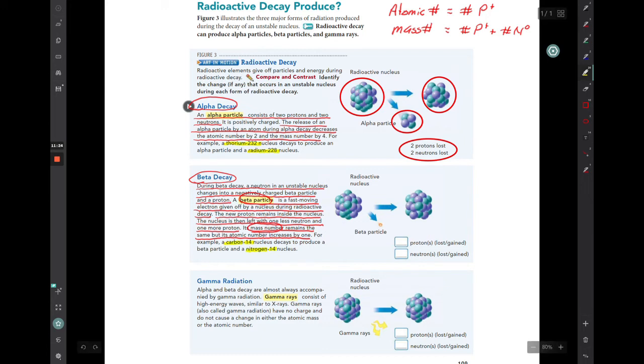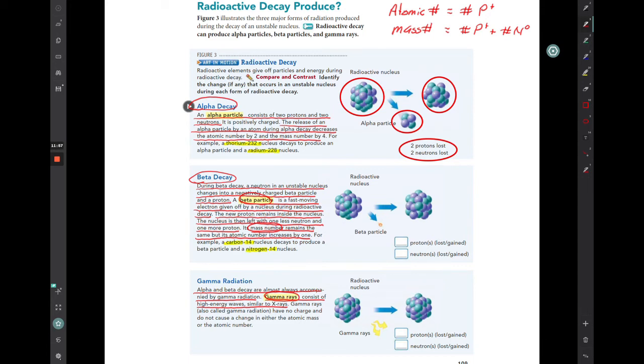The last that we are going to look at is gamma radiation. Gamma rays consist of high energy waves similar to X-rays. If you think of X-rays that doctors use to get pictures of your bones, those rays can go through your flesh, they can go through the muscle, but they can't penetrate through the bone, and that's how we get the picture of the bone. But both alpha and beta decay are almost always accompanied by gamma radiation.